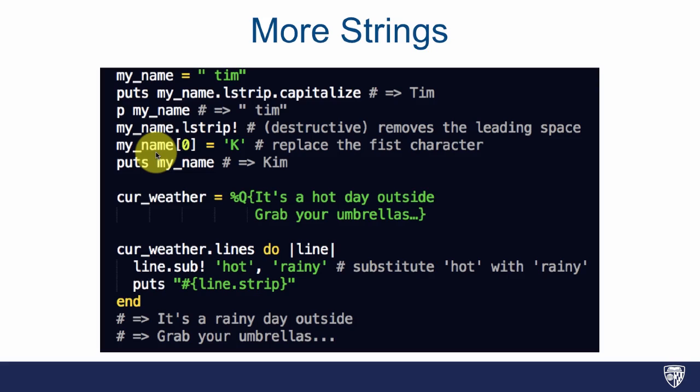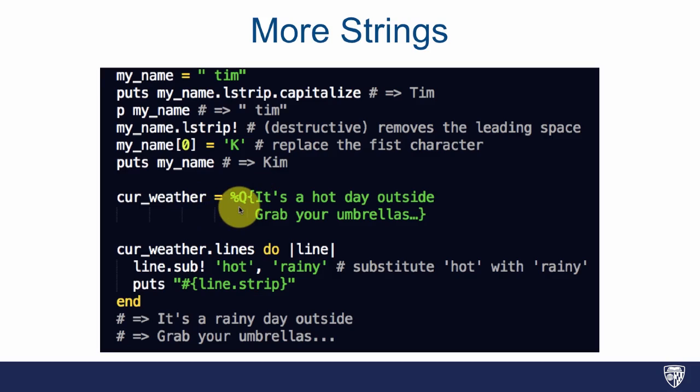Another way to override the actual content of a variable is by using this array notation. So in this case, we're overriding the first character of my name variable with K. So now if you print out my name variable, you see that it has been changed to Kim.